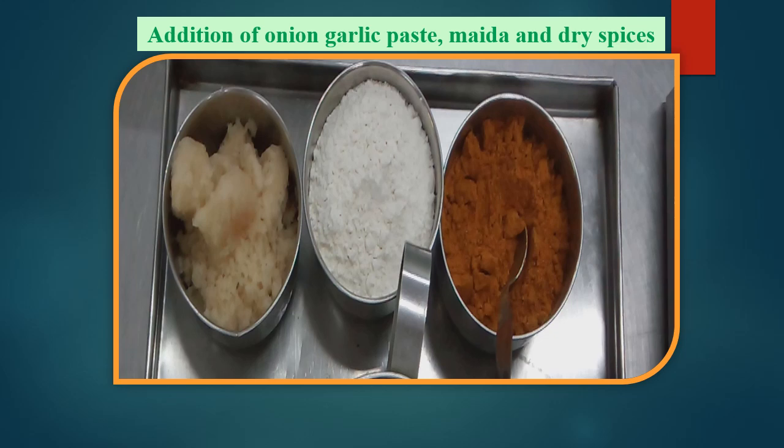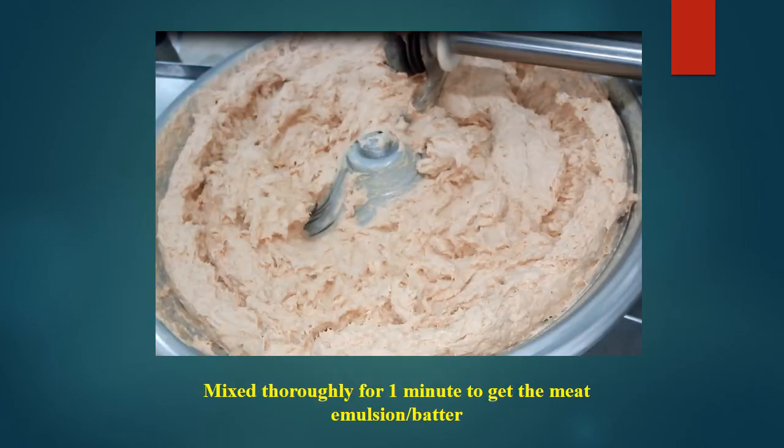So you can see in the picture. In the third phase, all these additives are added one by one. First the green condiments are added by running the machine at a slow speed, and then the binder is added at a slow speed, and then the spice mix is added at a slow speed.